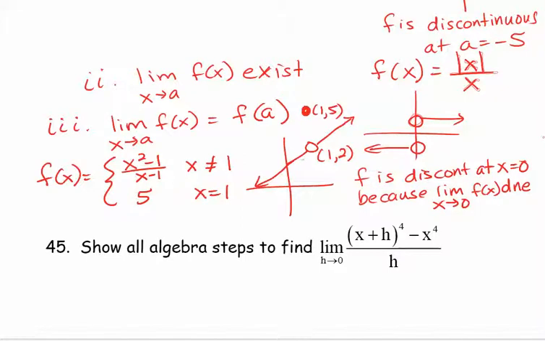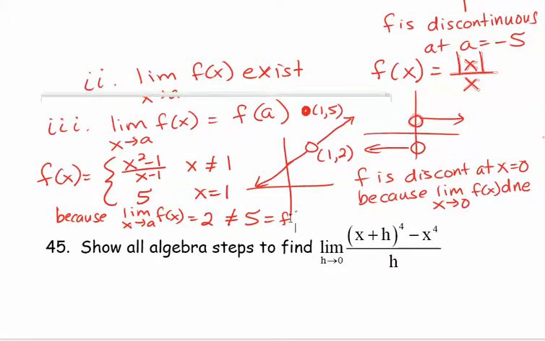So is there a limit as we approach 1? Yes, the limit exists, but is the limit equal to f of 1? No. So here, because the limit as x approaches a of f of x is equal to 2, but that is not equal to 5, which is f of 1.